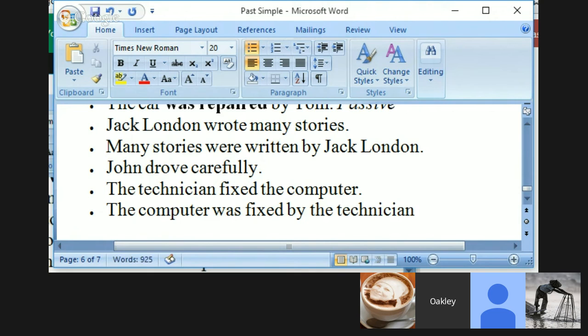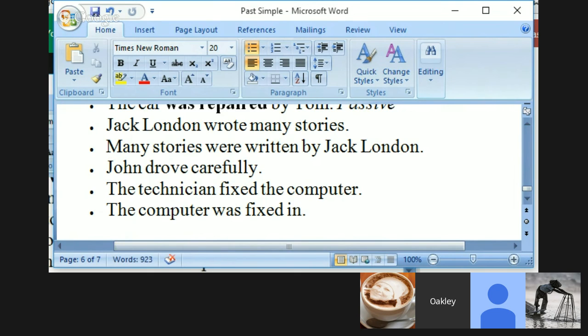Yes. And again, it is common, but not necessary, to add a prepositional phrase using the preposition by if you want to show who did it. But it's totally not necessary. It's still a sentence. Just the computer was fixed.